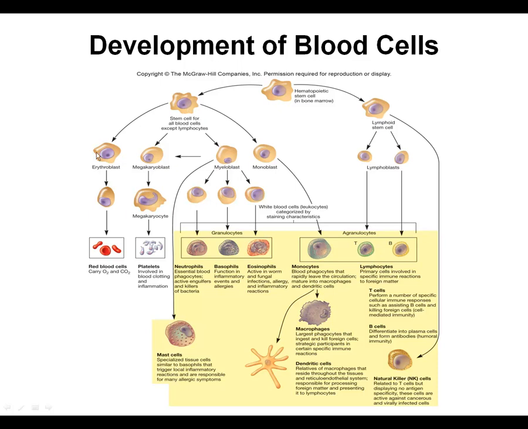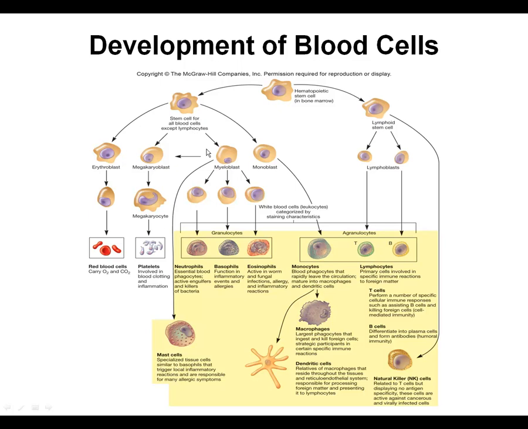So this stem cell can become an erythroblast, and that erythroblast will become an erythrocyte, which is your red blood cells. It can become a megakaryoblast. That megakaryoblast will differentiate, will mature into a megakaryocyte, and then as it gets older will fragment into platelets, and those platelets are going to be part of our blood clotting and inflammation.